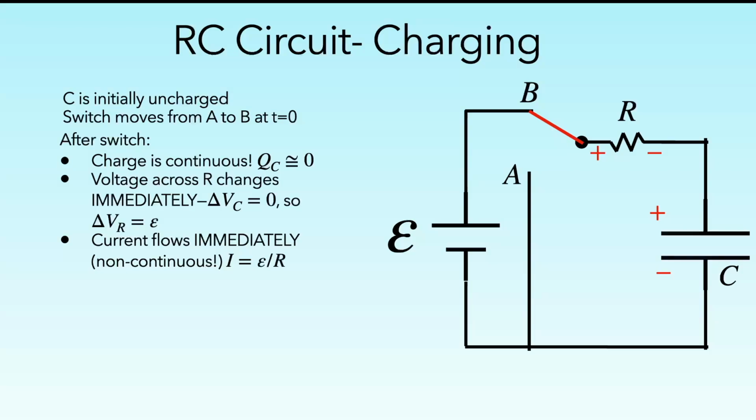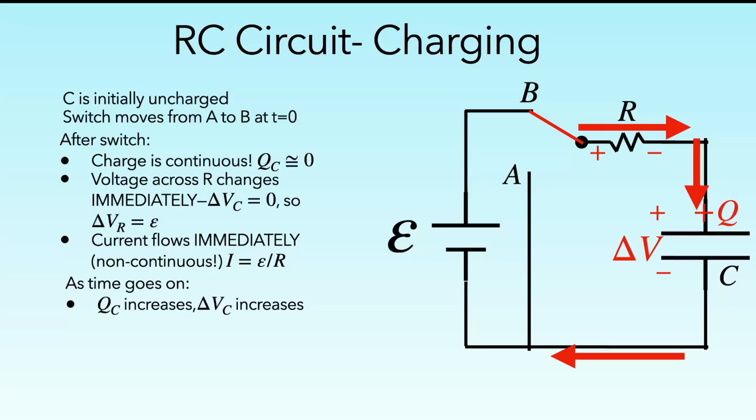And then current is going to flow. We have a voltage difference of epsilon across that R, and so epsilon over R is going to be this current. That current's got to go somewhere. It's going to charge the capacitor. So as time moves on, you can see that the charge on the capacitor and the voltage on the capacitor increase because C equals Q over V. So those two things increase in parallel.